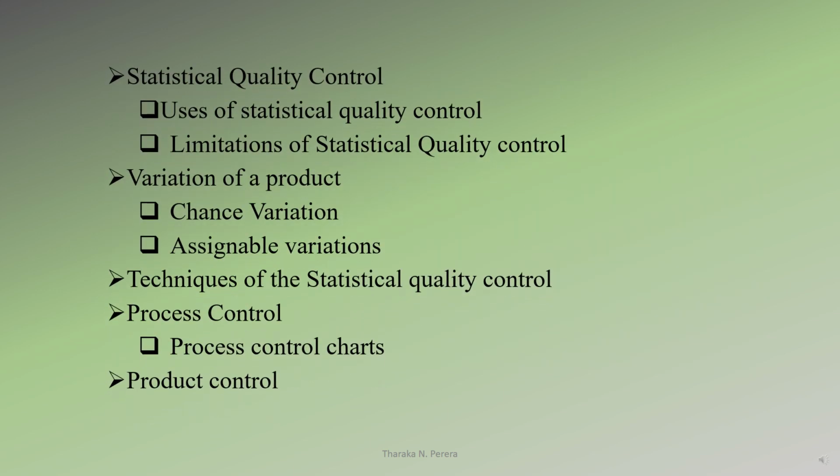I hope to cover these topics in this video. We will discuss statistical quality control, both the uses and limitations of statistical quality control, and the variation of a product. There are two types of variation: chance variation and assignable variation. Then the techniques of statistical quality control, and finally process control and product control.